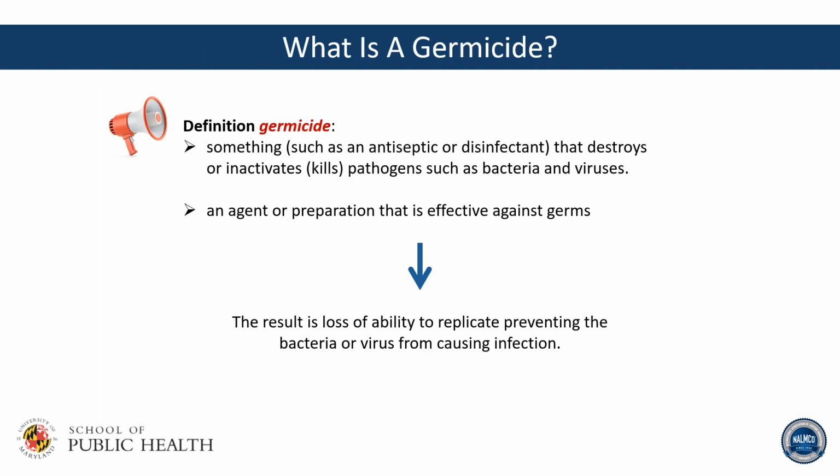What is a germicide? The definition of germicide is something such as an antiseptic or disinfectant that destroys or inactivates, meaning kills, pathogens such as bacteria or viruses, an agent or preparation that is effective against germs. The result is a loss of ability to replicate, preventing the bacteria or virus from causing infection.